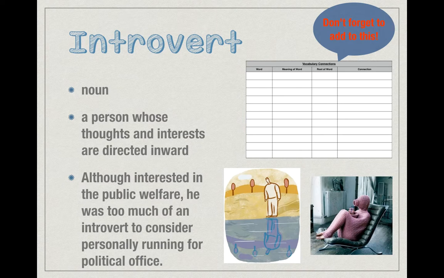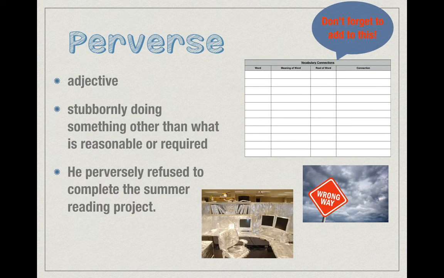Two more words. This should be your 10th note card. The word is perverse. It's an adjective, so it's a describing word, and it means stubbornly doing something other than what is reasonable or required. So he perversely refused to complete the summer reading project is one example. The children took perverse pleasure in hiding from their babysitter is another example. So being stubborn and doing something that you're not supposed to do is really what this word means.